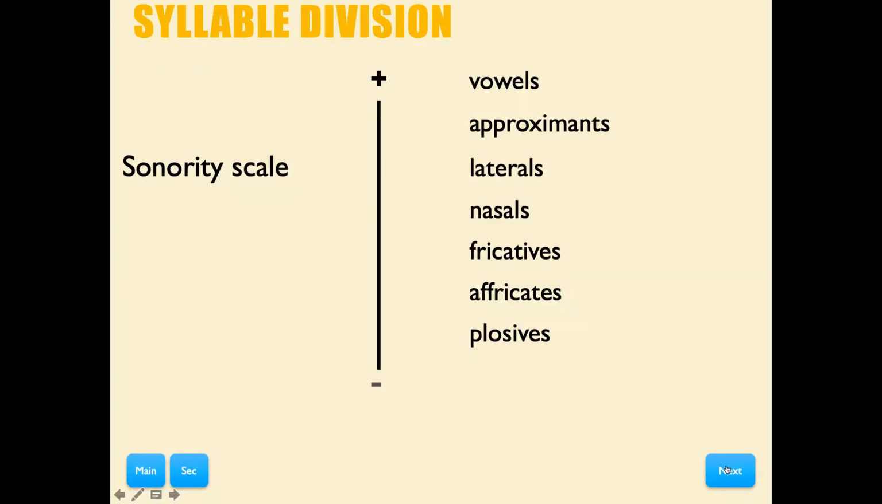Now, we can place these manners of articulation on a scale from plus to minus. Plus will be very open, vowels. Minus will be closed, plosives. And we call this characteristic of consonants and vowels, of manners of articulation, sonority. This is how loud, how much amplitude the consonant has. Those that have little amplitude are less sonorous than those that have more amplitude, like approximants, which are more sonorous. So this is a scale.